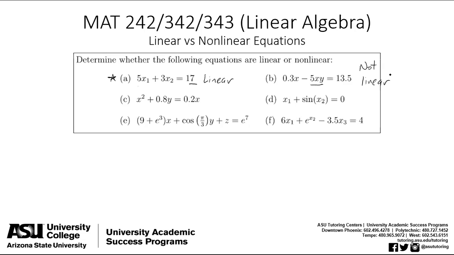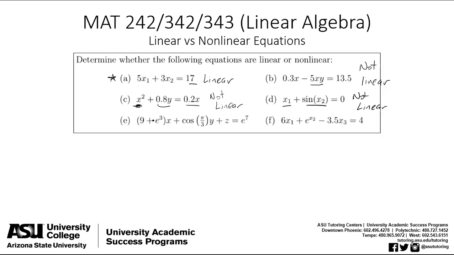Cool. Part C, we already see right off the bat. This term is being squared, so it is certainly not linear. So to be linear, every term has to be linear, right? So this term's fine, that term's fine, but this x squared is not fine. So this is not linear, okay? Over here, x1 is fine, but right here we're taking the sine of x2. So as I mentioned before, you can't take trigonometric functions, you can't take logarithms, you can't raise as exponents. None of that is allowed. So this one would also be not linear.